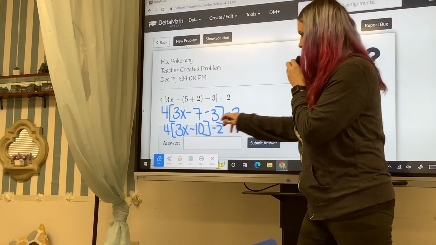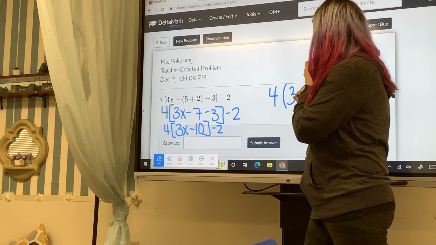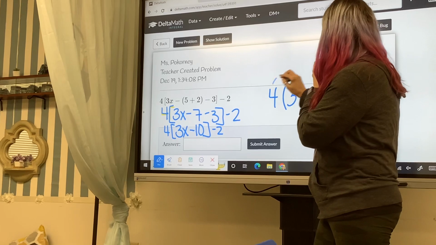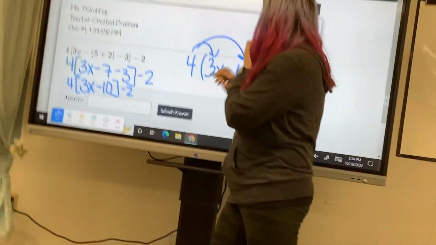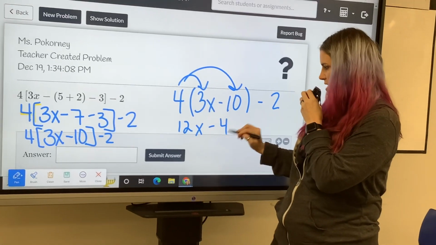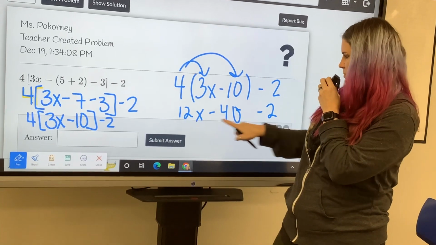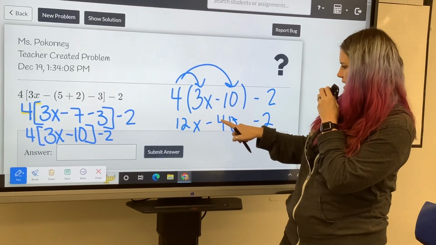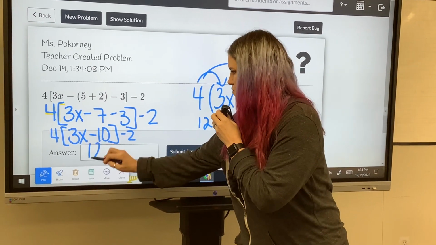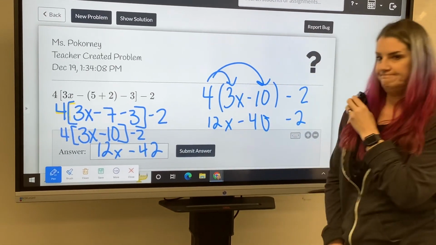and I cannot simplify that any further, but I can use the distributive property. Like I said, we're combining a few skills here. To multiply and get rid of those parentheses. So I get 12x minus 40 and minus 2. So I can't combine the 12x with anything else, but I can combine a negative 40 and a negative 2. And my final answer would be 12x minus 42. Okay?